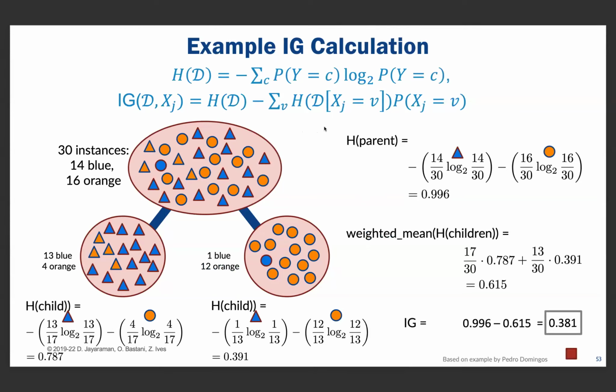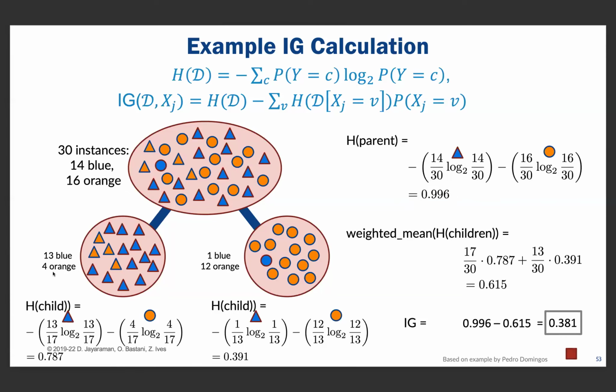So let's first calculate the information gain on this simple example. We have 14 blues and 16 oranges. We cut it into these two subsets: 1 blue and 12 oranges, and 13 blue and 4 oranges. So we can calculate the entropy of the big blob. We have 14 blues over 30, the probability of getting a random sample of the blue color, and 16 over 30 of the orange color. We calculate it, and that will be 0.996.